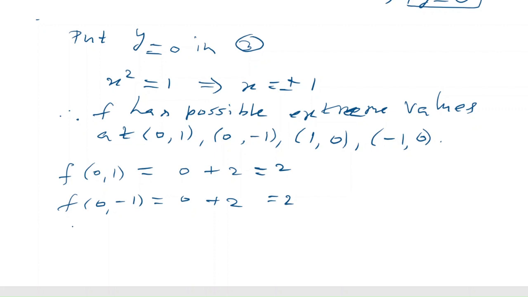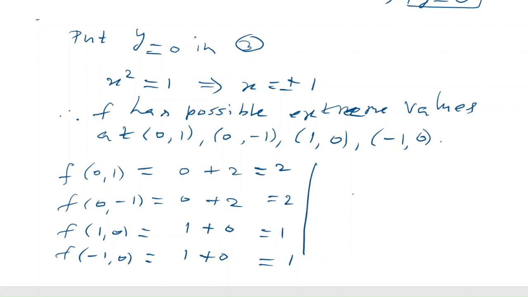And then the third point we have f of 1 comma 0. That is equal to x square, 1 square plus 2 into 0. So that is 1 plus 0, that will be 1. And then the final point f of minus 1 comma 0. That is equal to minus 1 the whole square plus 0. So 1 plus 0, that is equal to 1. So from this we conclude that the maximum value of f is 2.